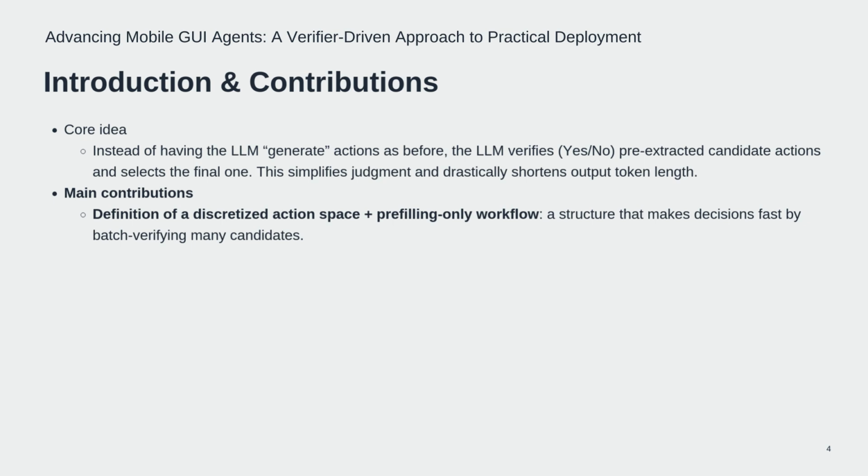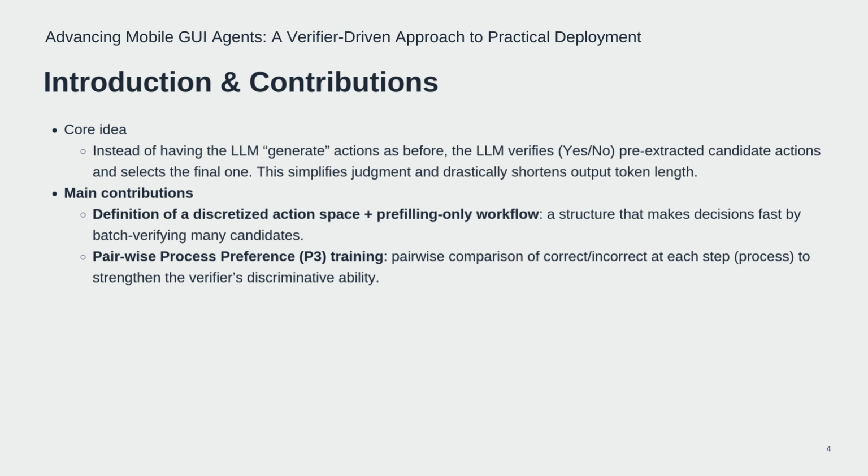This work makes three main contributions. First, a discretized action space and a pre-filling only workflow. They define a fixed set of possible actions, including UI interactions and some basic operations, and a workflow where the LLM only verifies pre-filled candidates instead of generating. This structured approach lets the agent evaluate many options in parallel, making decisions fast by batch verifying candidates.